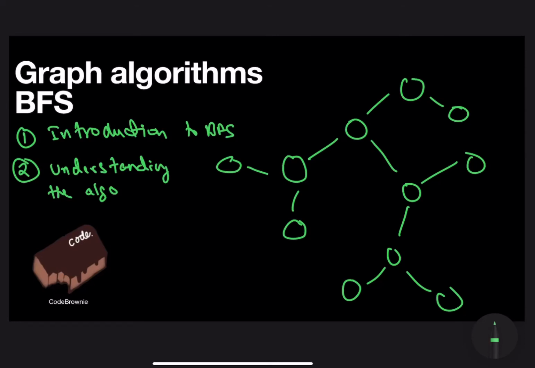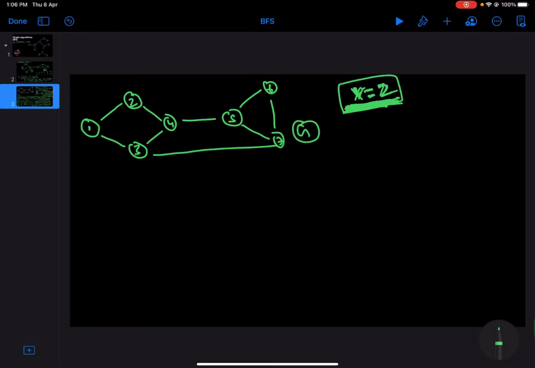Hey guys, so in the previous video we had already given a brief introduction to the BFS algorithm. In this video we will try to understand the algorithm itself. So let's move on. Now let's try to understand the BFS with the help of this example that we have laid down. Given a graph G and a starting point x equals 2 in this case, we will try to understand how the BFS algorithm can solve the problem of iterating over the nodes in increasing order of their distance from node x equals 2.